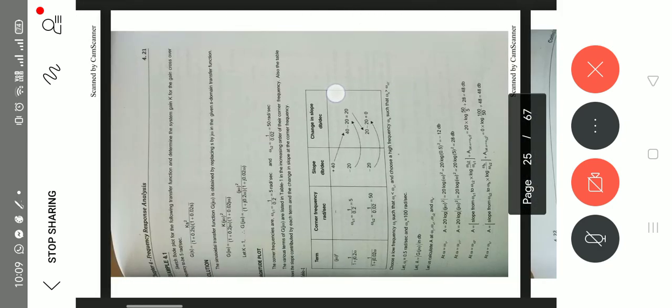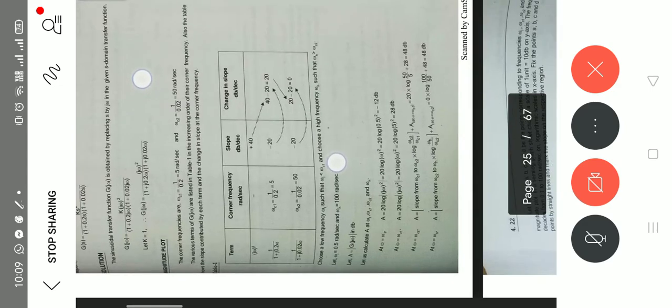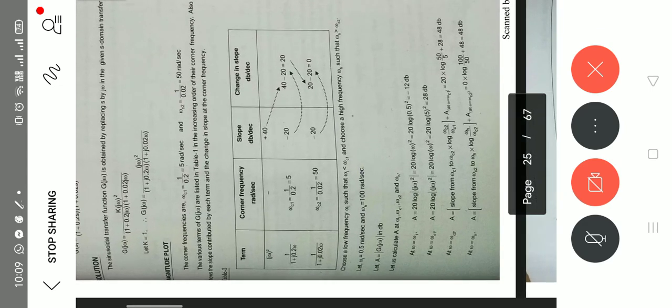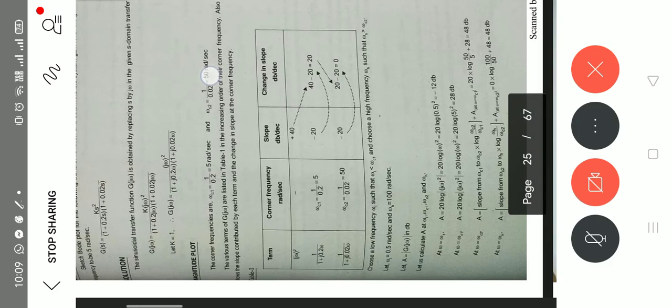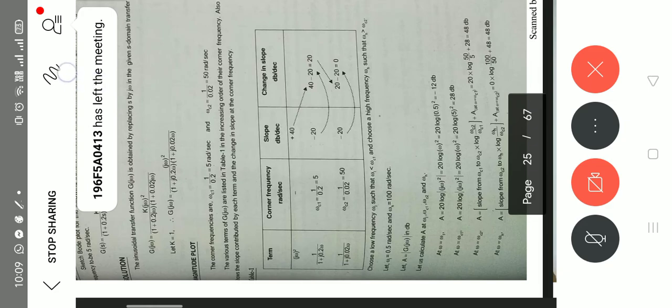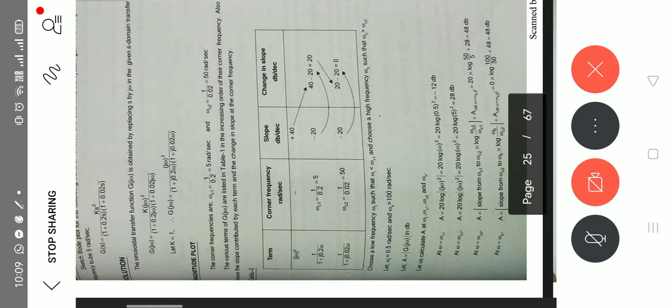From the first step, once again I am explaining this Bode plot. First, in the G of s expression, we substitute s equal to j omega. That is the first step. Then we substitute the k value as 1. After that, we find the magnitude plot, so first we take the corner frequencies.